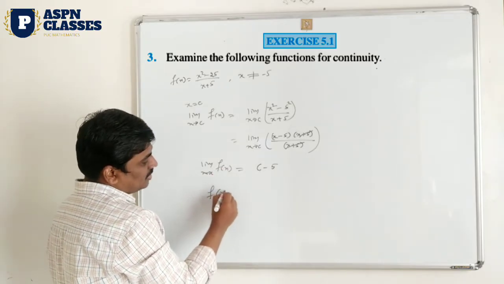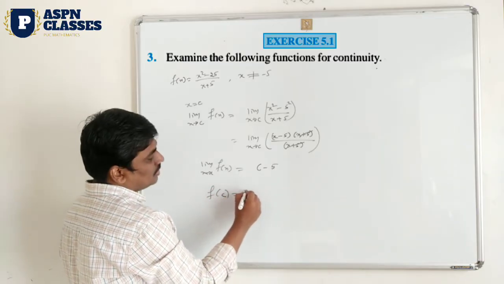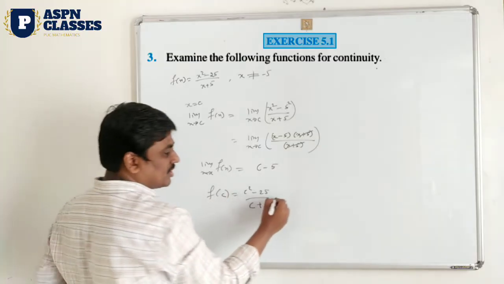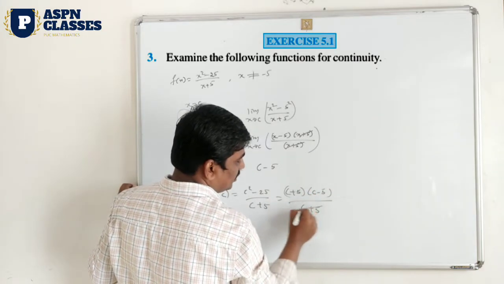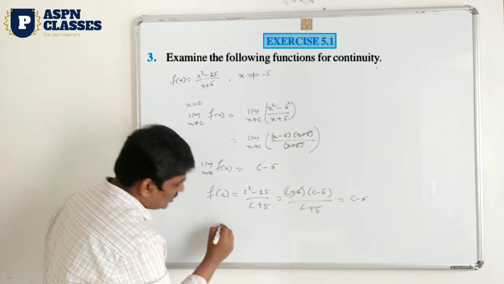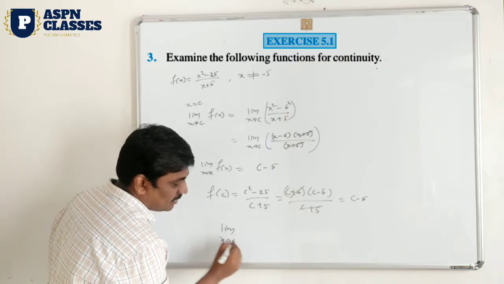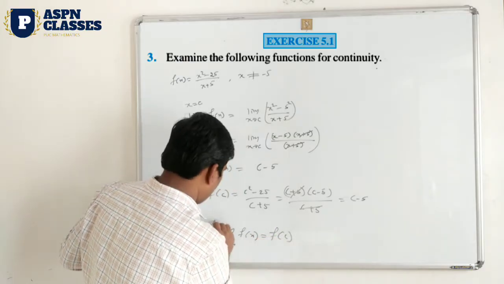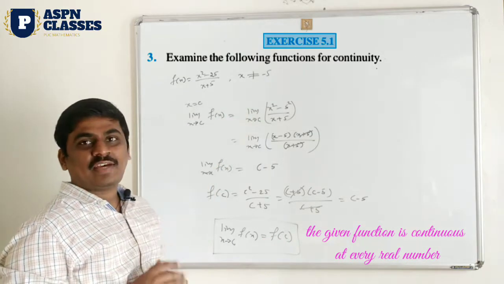Similarly we also check the function f of x. Directly I am going to fill up here, f of c is equal to c square minus 25 divided by c plus 5. Again I am going to take the simplification, same thing, c plus 5 times c minus 5 divided by c plus 5. These two get cancelled, the remaining answer is c minus 5. Therefore the limit answer and the function answer are both the same. Limit of x tends to c, f of x is equal to f of c. The given function is continuous at every real number except minus 5.